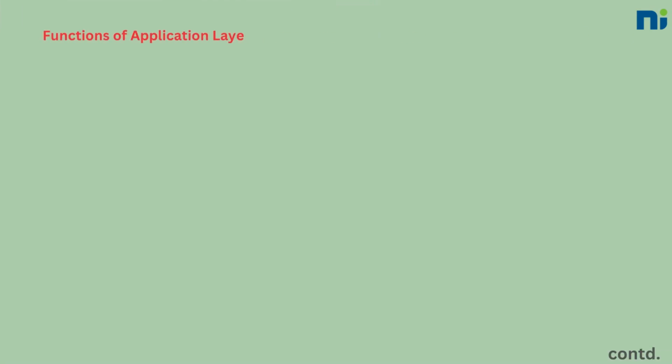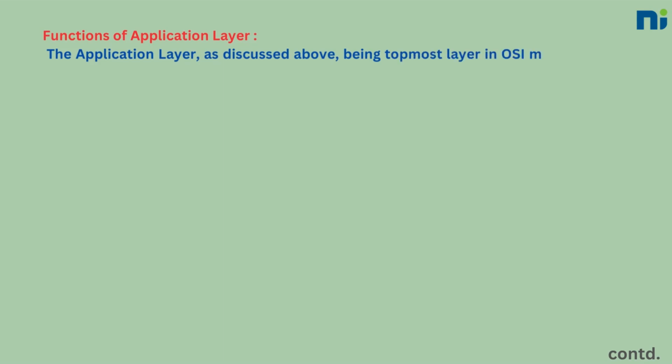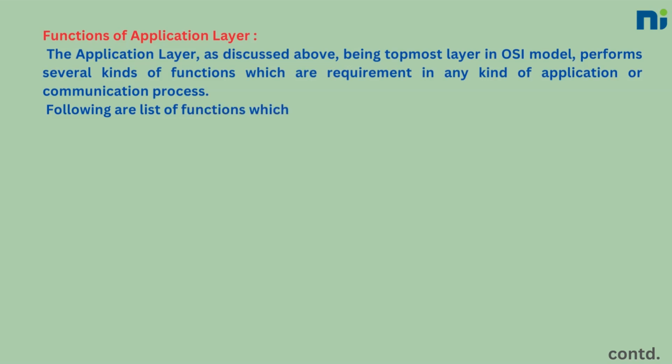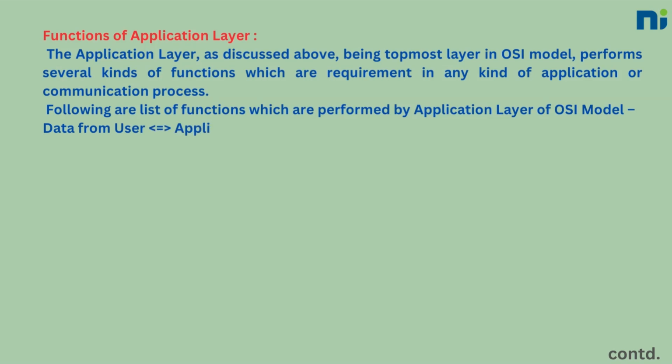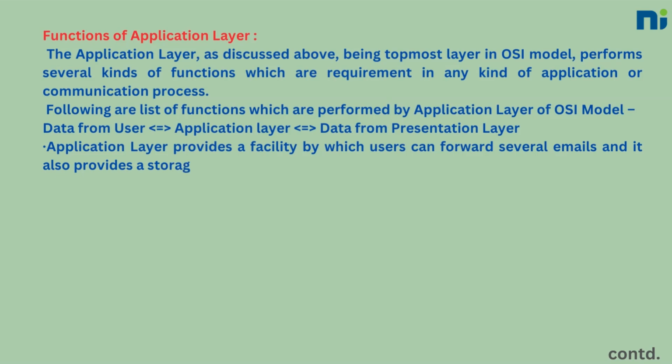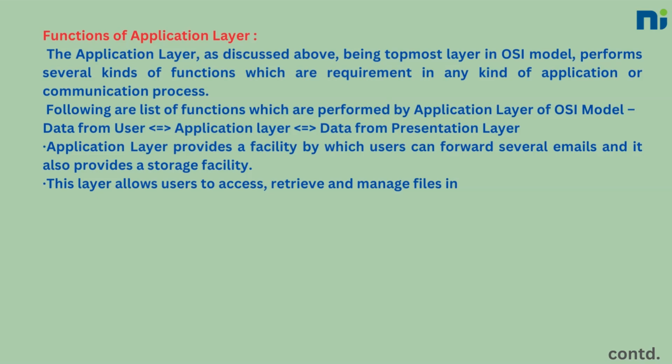Functions of the application layer. The application layer, as discussed above, being the topmost layer in the OSI model, performs several kinds of functions which are required in any kind of application or communication process. Following is a list of functions which are performed by the application layer of the OSI model. Data from user. Application layer. Data from presentation layer. The application layer provides a facility by which users can forward several emails, and it also provides a storage facility. This layer allows users to access, retrieve, and manage files in a remote computer.